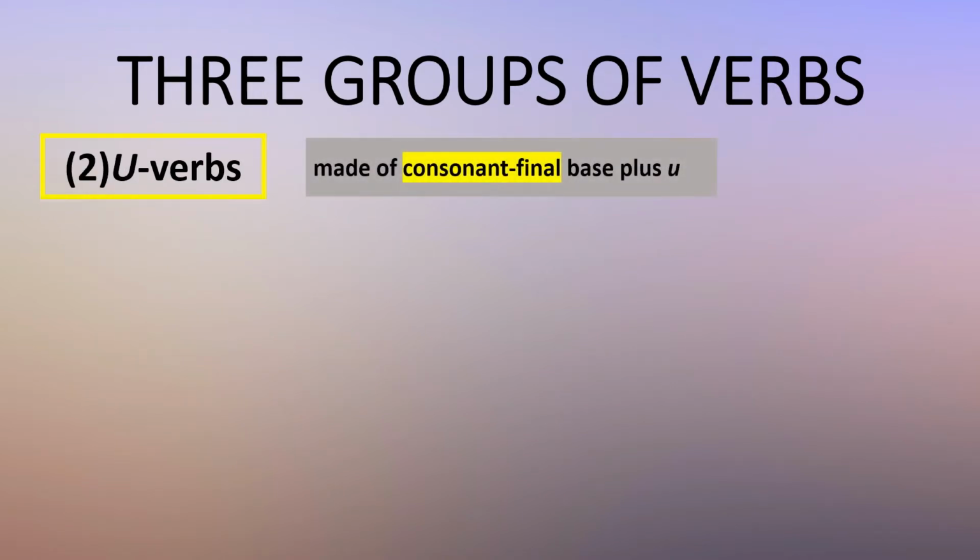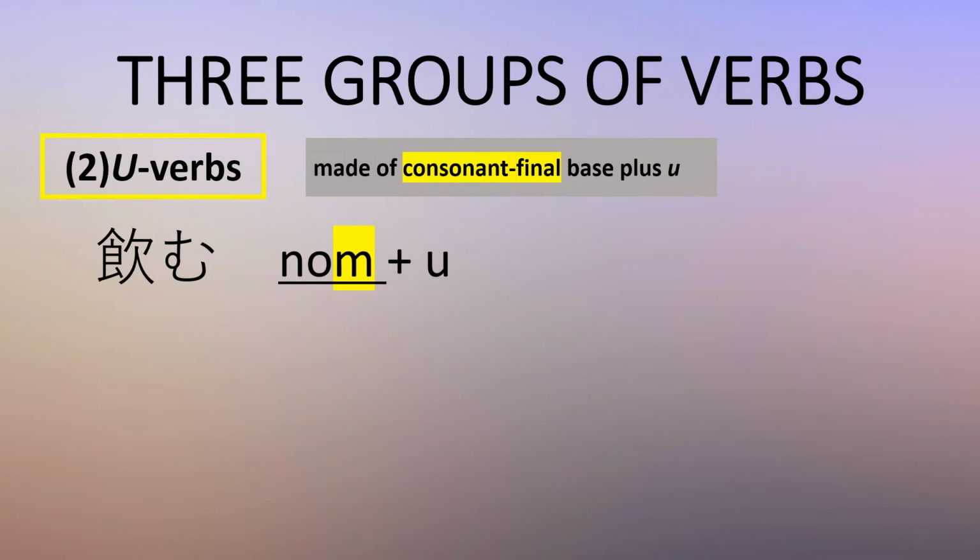Then we have the u-verbs. U-verbs are verbs that are made of a consonant-final base plus u. So what does it mean? For example, in nomu, the base of the verb ends in a consonant, the letter M, plus the u sound. So, nomu.